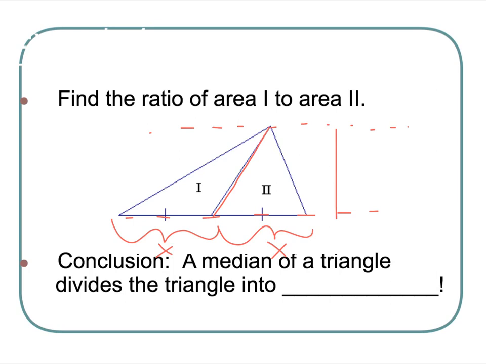All right, so if my height is the same and my base is the same, what's going to happen with my area? It's the same. So indeed it is a 1-to-1 ratio. And we would leave it like that, not just write the number 1. That way it shows that it is a comparison, okay? So a median of a triangle divides the triangle into what? 2 equal areas. They're not congruent triangles, but we'll say 2 equal areas.